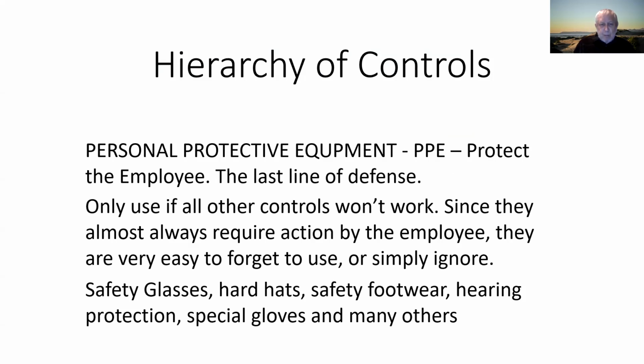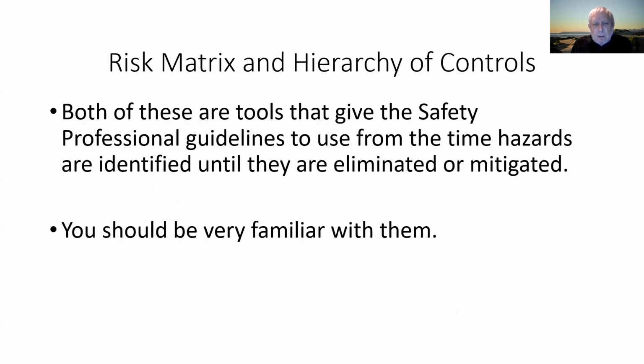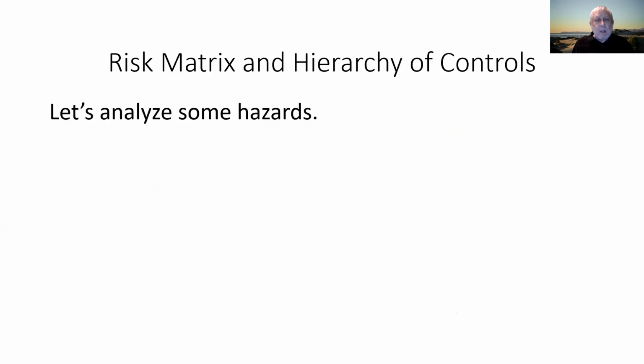So you'll have personal protective equipment frequently as a control that's in use at the same time as other controls, but usually for different hazards. So both of these tools, risk matrix and hierarchy of controls, give the safety professional guidelines to use from the time hazards are identified until they are eliminated or mitigated. You should be very familiar with them.